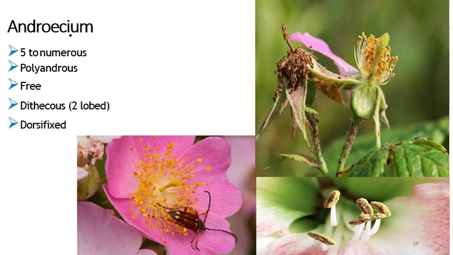Now here we have the third whorl of the flower, that is androecium, and androecium refers to stamens. As you know, stamens consist of two parts, one is anther, the other one is filament. In the androecium of the Rosaceae family, its number is 5 or a multiple of 5. So when we talk about a multiple of 5, it means it exhibits numerous stamens. All these stamens are polyandrous. It means the stamens are free from each other, and these stamens may be di, tetra, or pentaandrous.